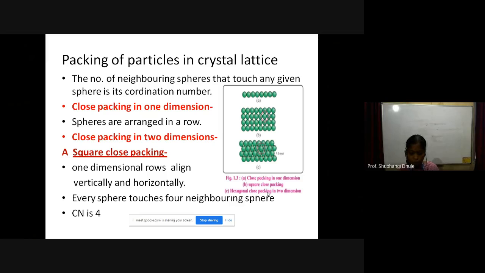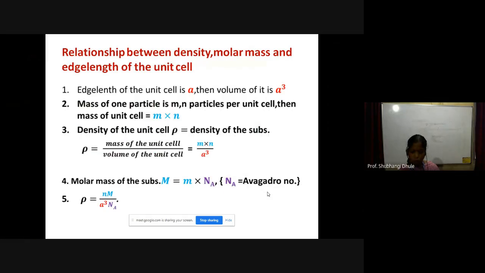Okay. Before that, there is a small topic. We will finish this small topic to find out the density, molar mass, and edge length of the unit cell, and then we go for the packing of the constituent particles in the unit cell. Okay. Now here we are supposed to calculate the density and molar mass and how it relates to the edge length of the unit cell.